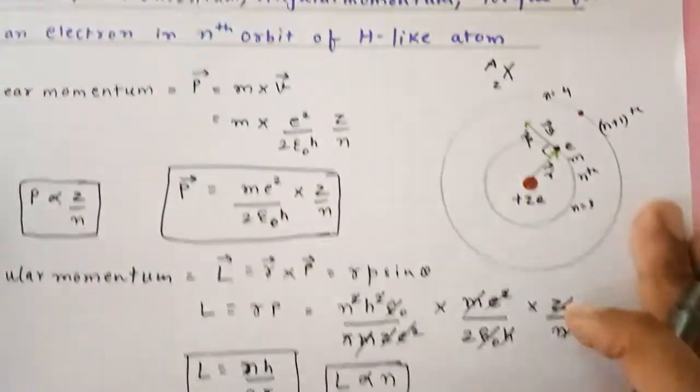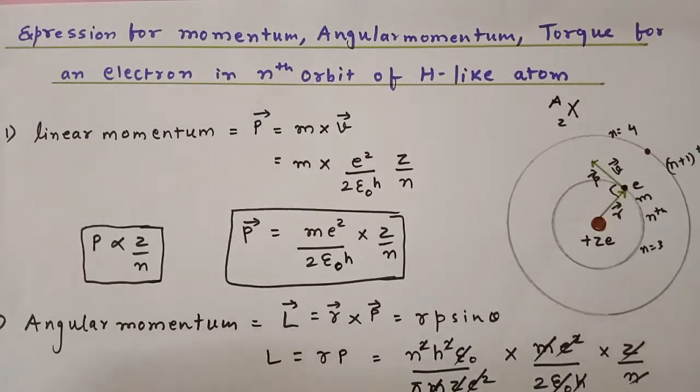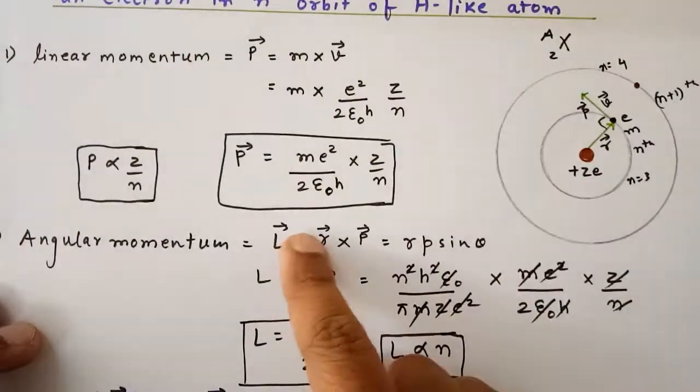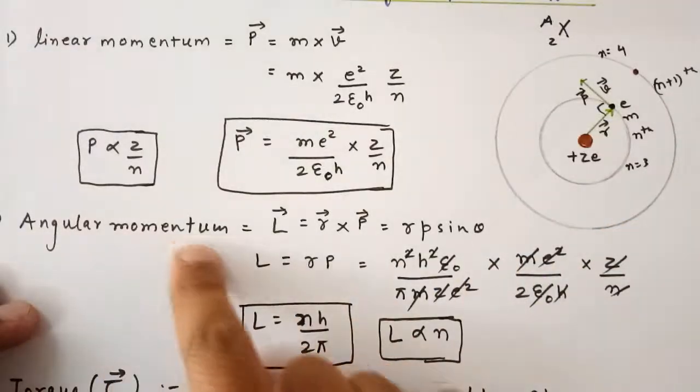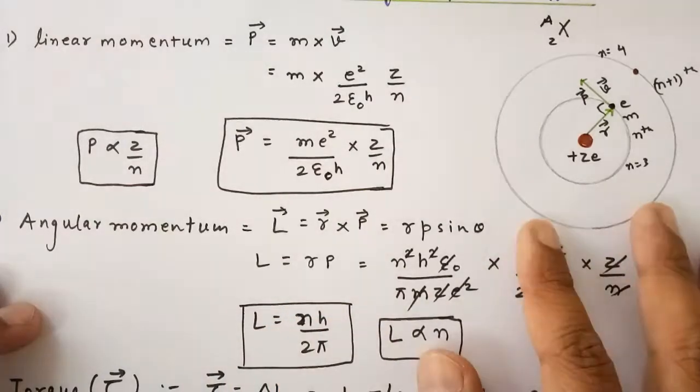So hopefully guys, you like my explanation, and do comment in the comment section for any doubts. And once again, I am telling you, there was no need to derive all this. We can also directly write down the formula L is equal to nh upon 2 pi, as this is the postulate of Bohr's model.